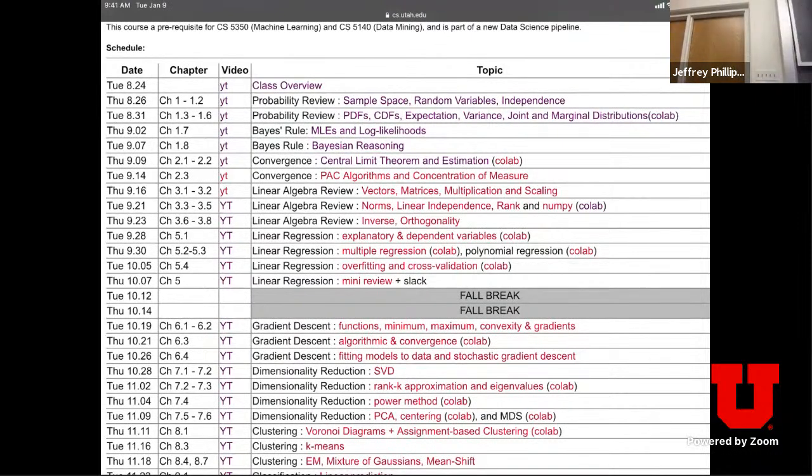We're going to go through an example of this in NumPy and Python at the end of the lecture today. It's pretty straightforward to do.